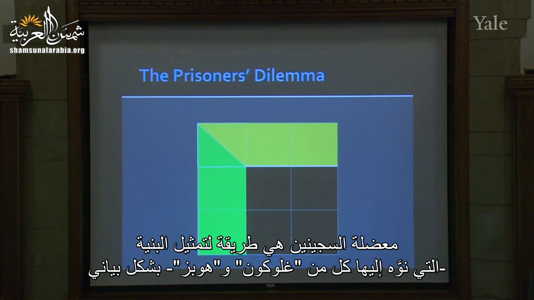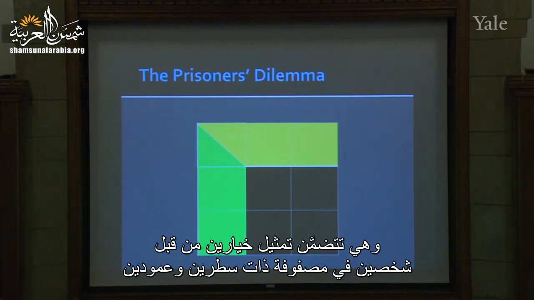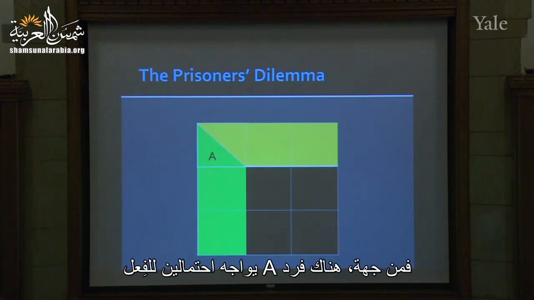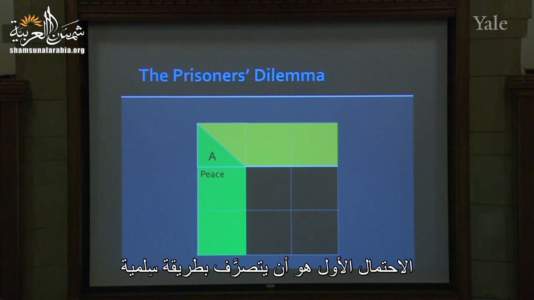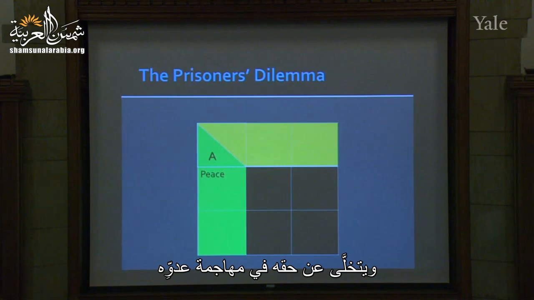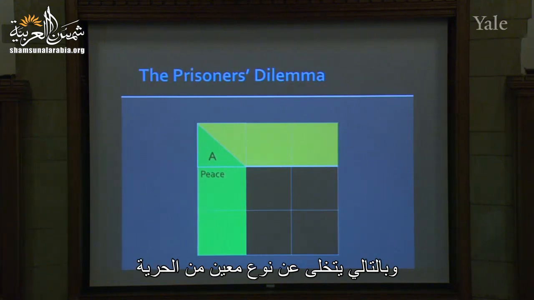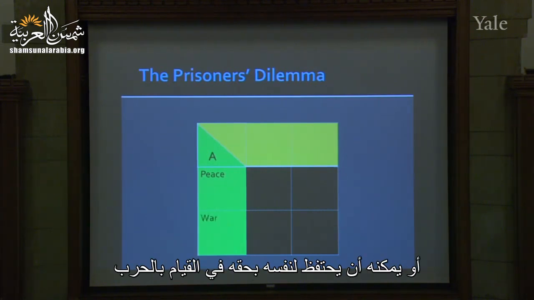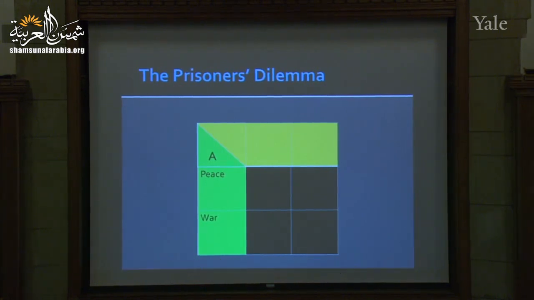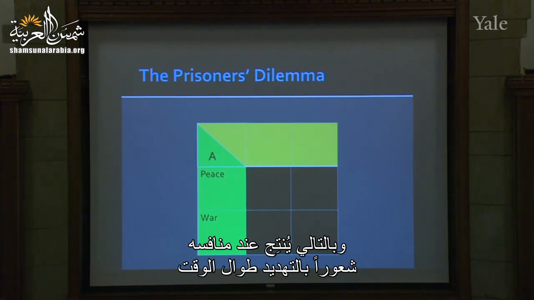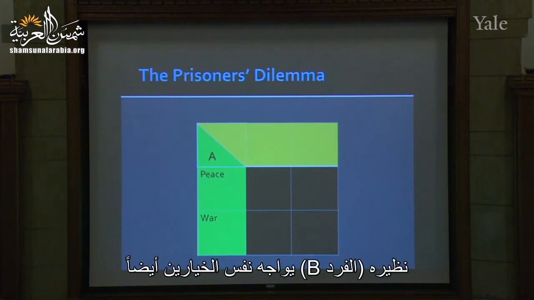So the prisoner's dilemma is a way of representing, in graphic form, the structure to which both Glaucon and Hobbes adverted. It involves representing a pair of choices by a pair of people on a 2x2 matrix. On the one hand, there is an individual A who faces two possibilities for action. The first is that she can behave in a peaceful way, lay down her rights to attack her enemy, and thereby give up a certain kind of freedom. Or she can reserve for herself the right to war, and thereby produce in her challenger a feeling of threat throughout. Her counterpart, B, faces exactly the same pair of choices.